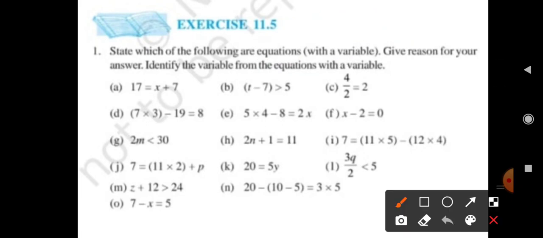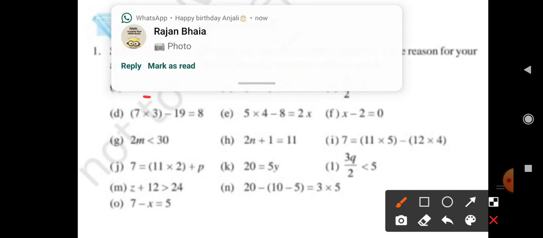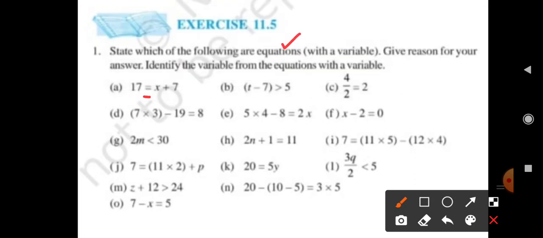So let's start. A part is 17 equals x plus 7. Again, just check. The equality sign is there, so this is an equation. Secondly, is it an equation with a variable? Yes, x is also there. So yes, it is an equation with a variable, and the variable is x. You will write down the full answer: yes, it is an equation with variable x.